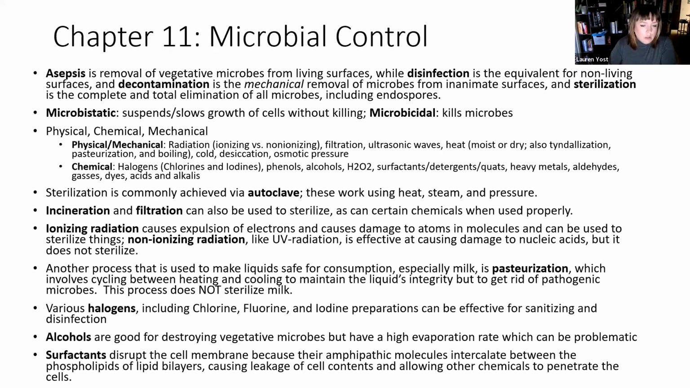So halogens, including fluorine, chlorine, and iodine, can be prepared to be effective for sanitizing and disinfection, but we can also sterilize using chlorine and iodines whenever we use them appropriately. This is going to include bleach.